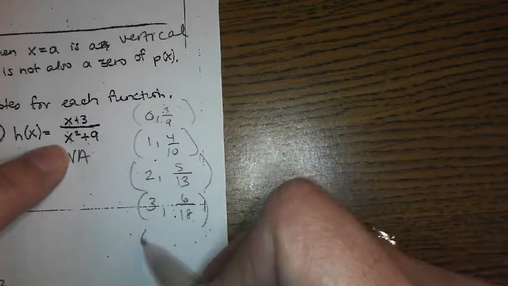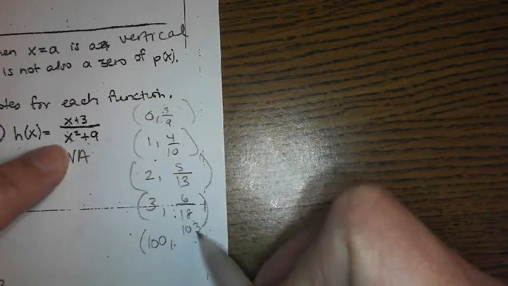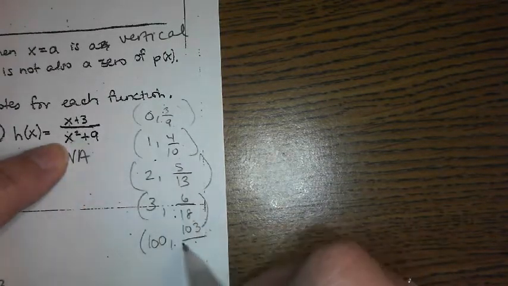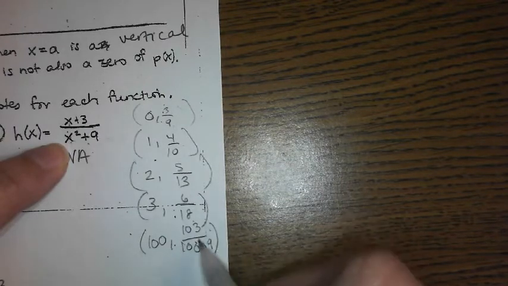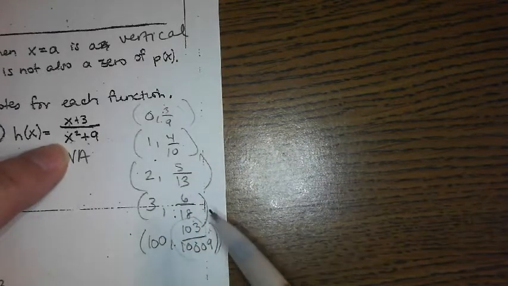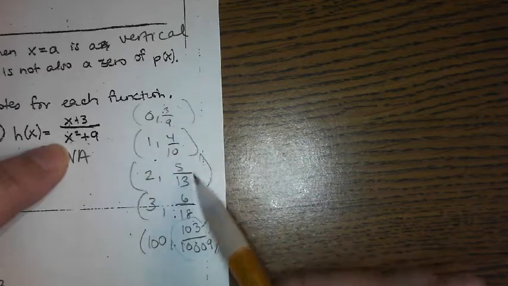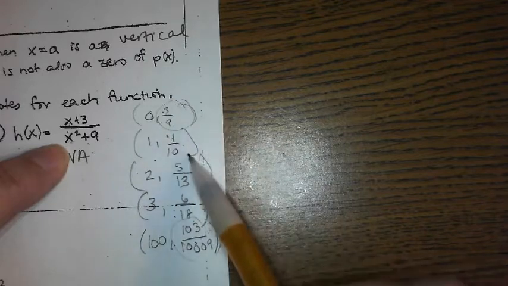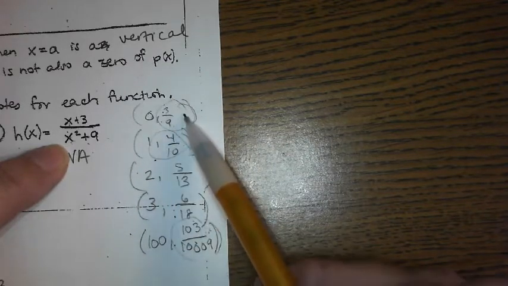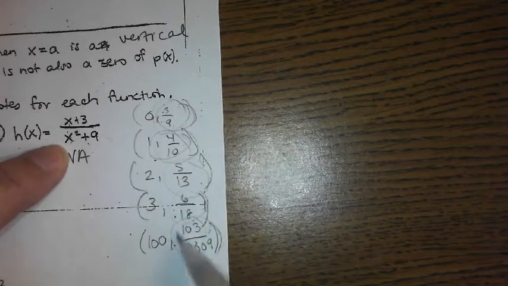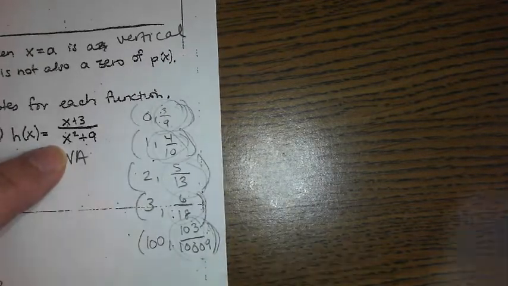So by the time we plug in 100, we're going to get 103 over, what's 100 squared? 10,000? 10,009? So that's getting even smaller than 6/18. 6/18, all things considered, really isn't that small. It's a third. But these numbers are getting closer and closer to 0. This is 0.3 repeating. This is 0.4. This is 0.3. This is really close to 0, right? So we're getting closer and closer to 0.